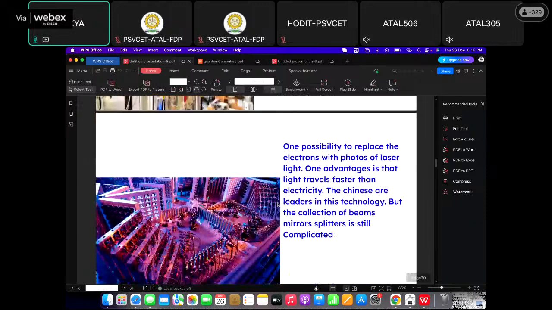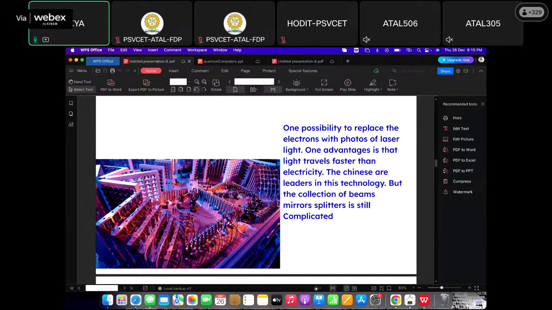Then we have Chinese quantum computers. One possibility is to replace the electrons with photons of laser light, because light travels faster than electricity. The Chinese are the leaders in this technology, because the big giants, IBM and Microsoft, are investing a lot of money, since the economy is now totally related to quantum computers. They released two quantum computers. You need to check the white papers about the Chinese quantum computers.